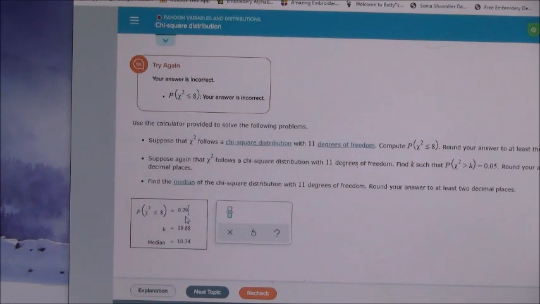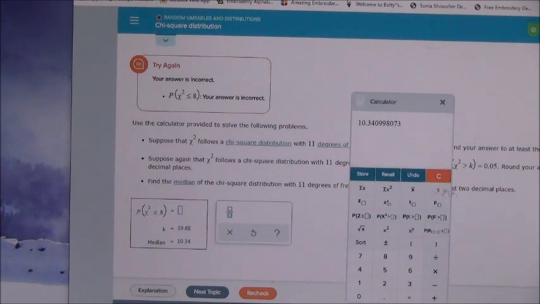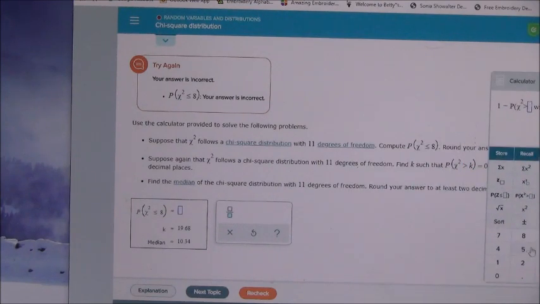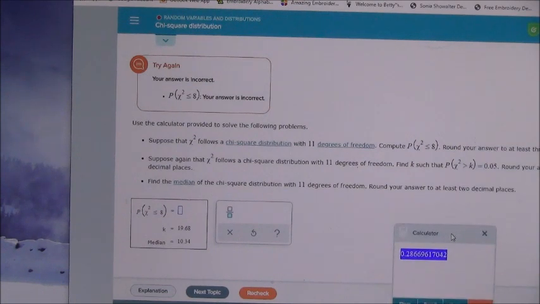Uh-oh, I missed the first one, probably my rounding. Let me try that one again, because I changed that when I did that one. So if I grab my calculator, I had 1 minus my chi-squared. That was an 8 with a degree of freedom of 11 and 0.29. Isn't that what I had in there?